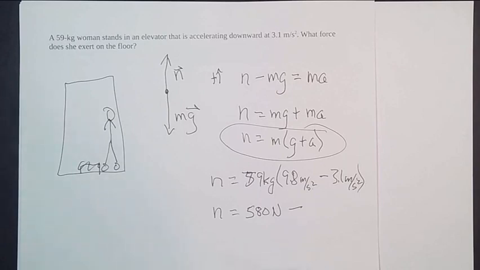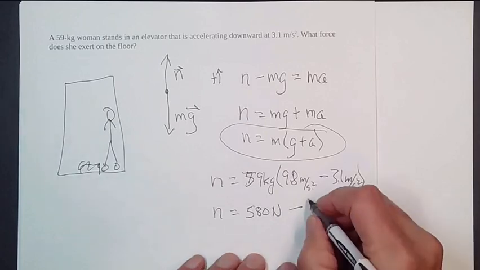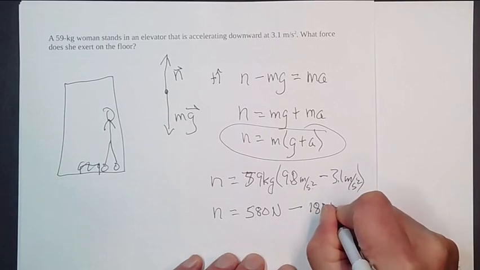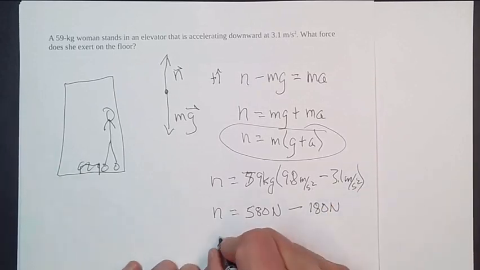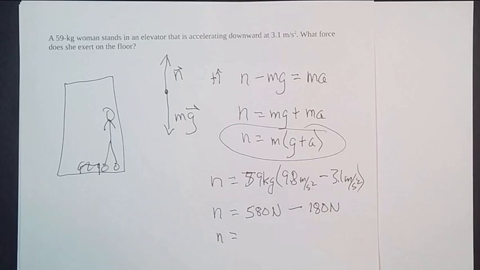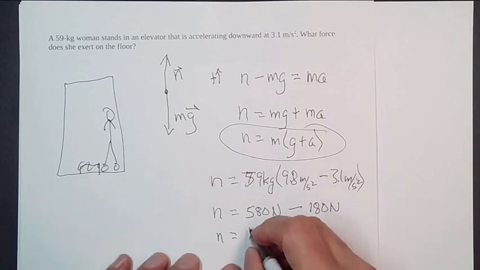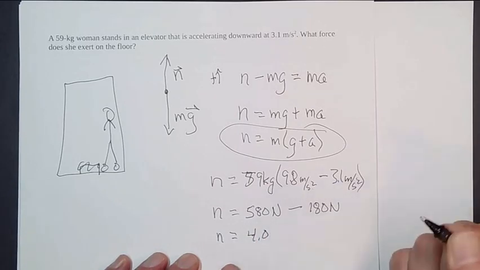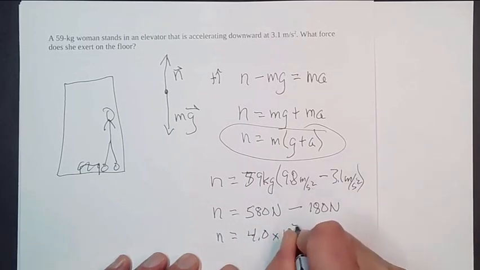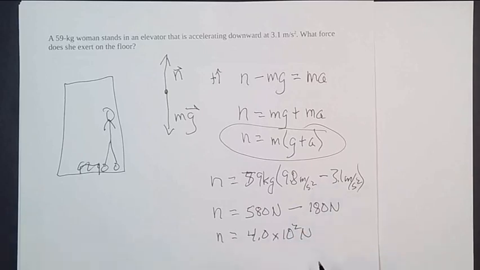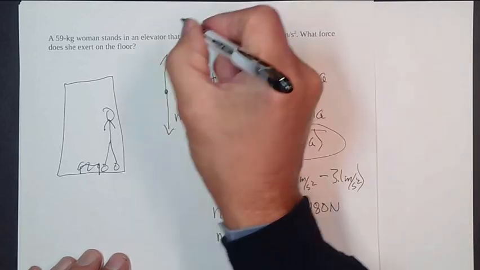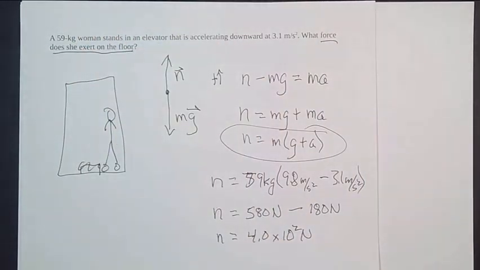And this ends up being about, let's see, 180 newtons. And so you'll end up with the normal force, which is the force of the floor pushing up on her, is going to be, if I write it to 2 significant figures, I'll use scientific notation, 4.0 times 10 squared newtons. Okay, or 400 newtons with 2 significant figures. Anyway, that's the force of the floor pushing up on her, but it's equal to the force she exerts on the floor. So that's how you solve that one.